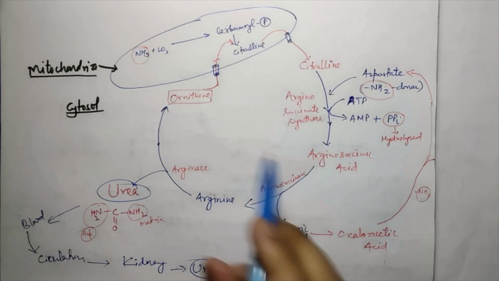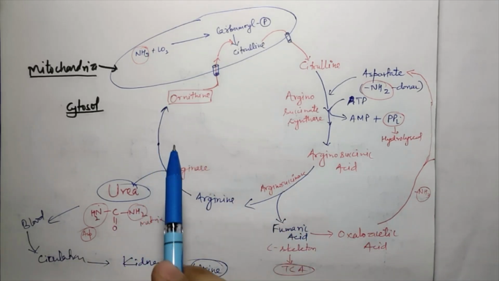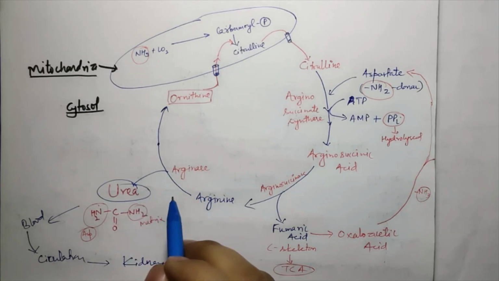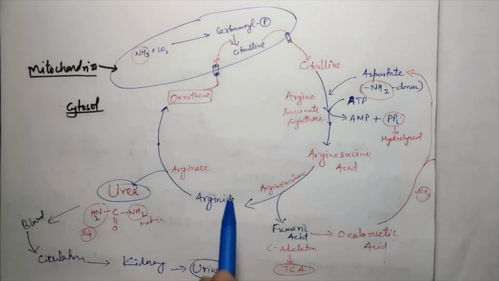So this is all about the ornithine cycle or urea cycle, and it is observed in all ureotelic animals.